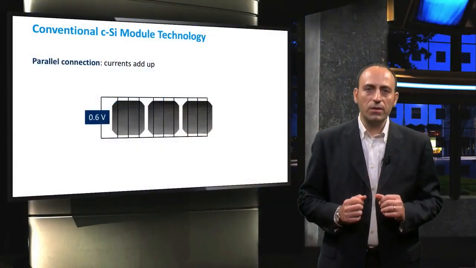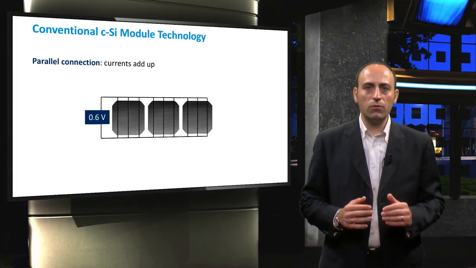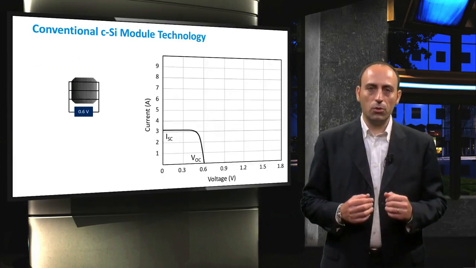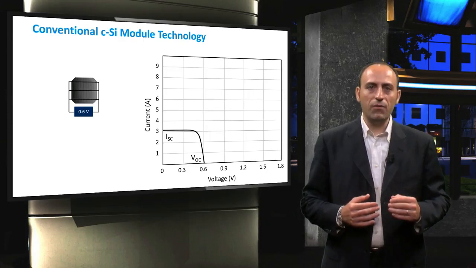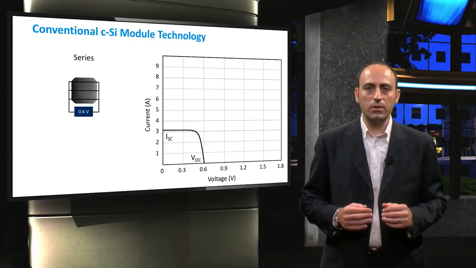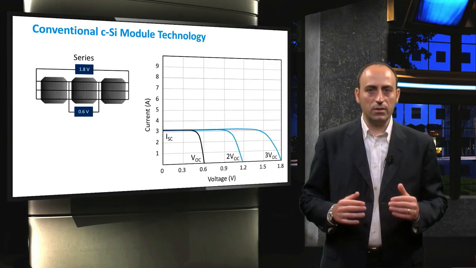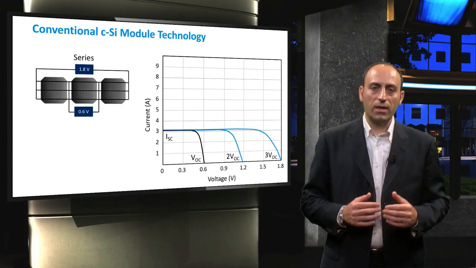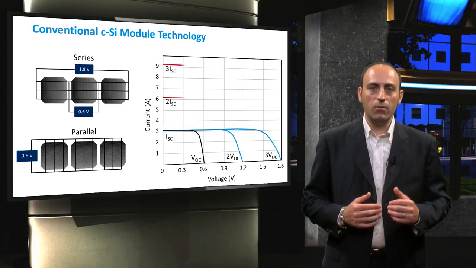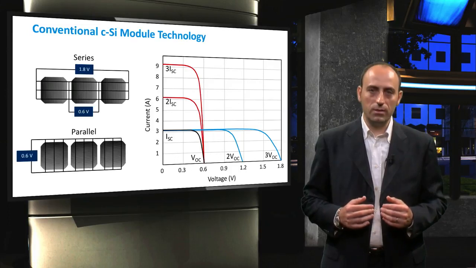The second way to interconnect the solar cells is in parallel. In case of completely identical cells, the voltage of the module remains the same, while the currents of the solar cells add up. In short, the black line depicts the IV curve of a single solar cell. When we connect two or three solar cells in series, the result is the blue line, where the voltages add up while the current stays the same. In case we connect, for example, three cells with the same IV characteristics in parallel, indicated by the red line, then the current becomes 3 times as large, while the voltage remains the same.